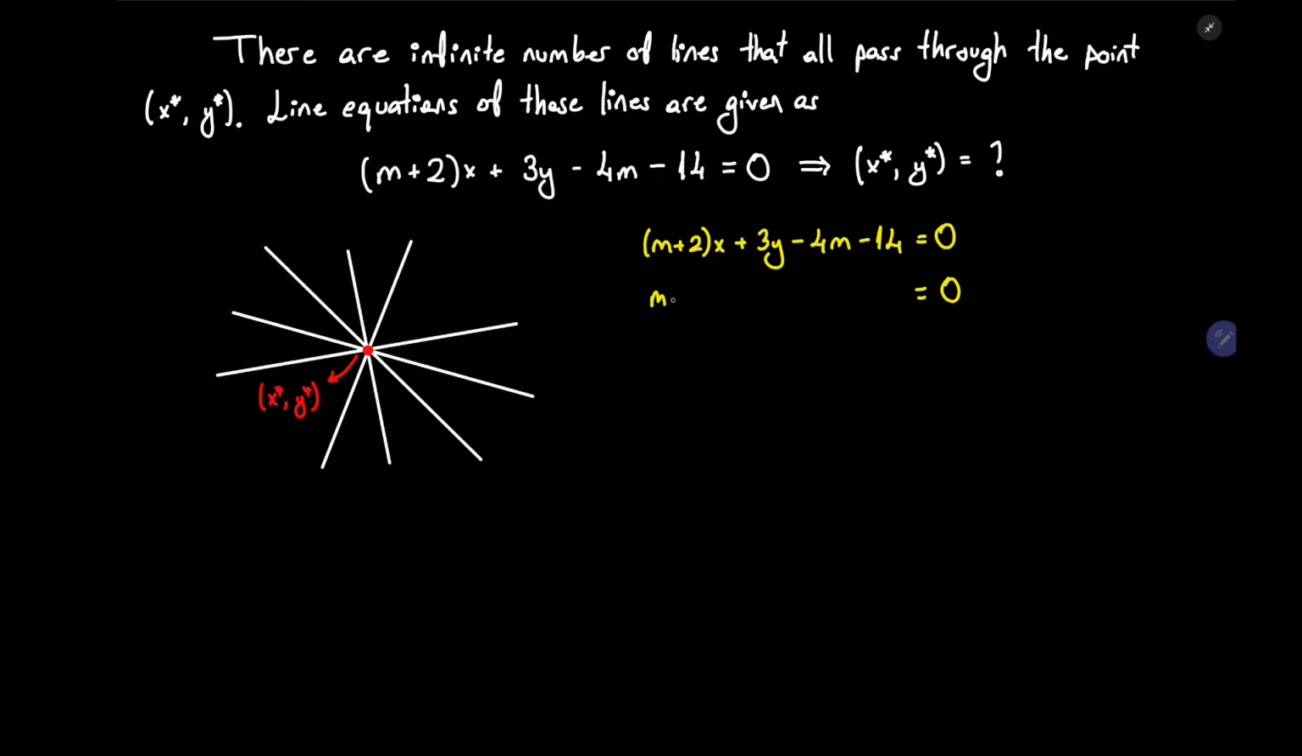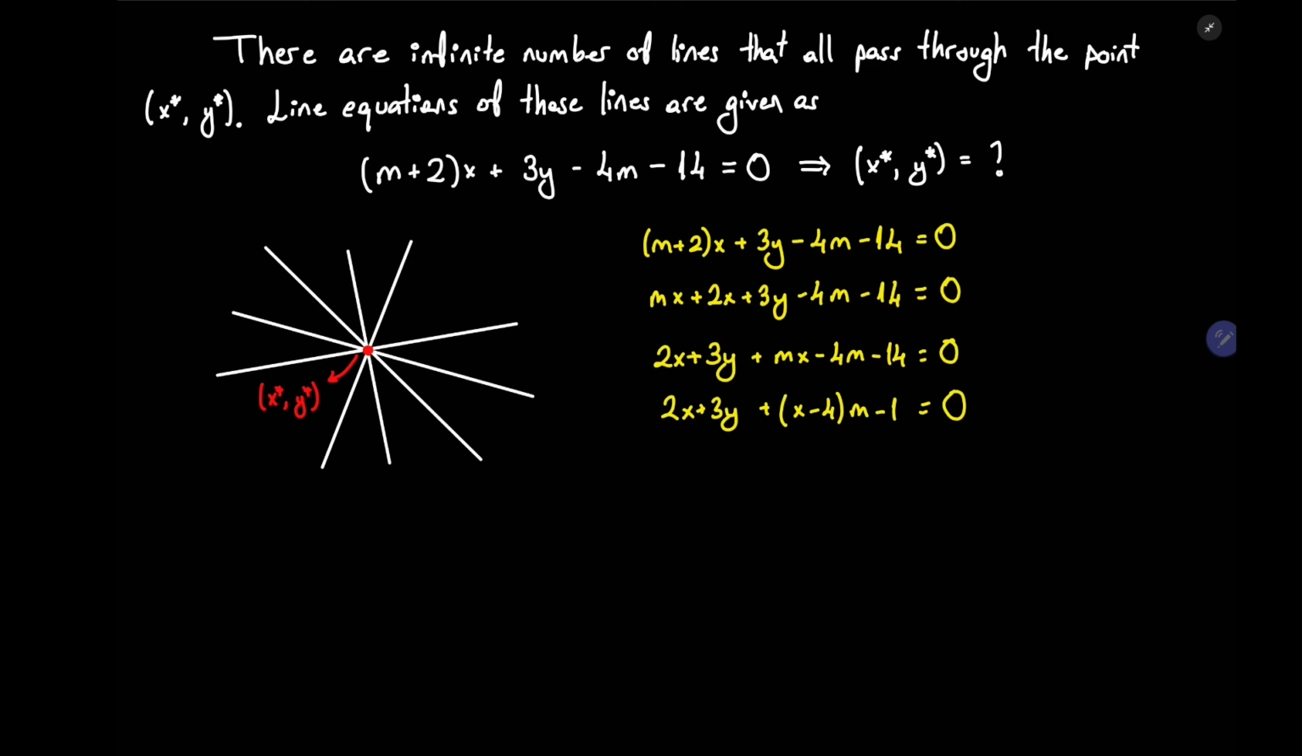So here I'm going to say mx plus 2x plus 3y minus 4m minus 14. And I'm going to take the m terms next to each other. So 2x plus 3y plus mx minus 4m minus 14. And this one also equals 2x plus 3y plus m times (x minus 4) minus 14.